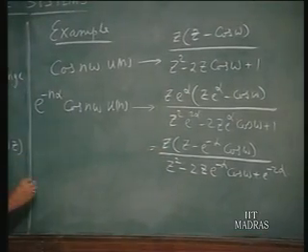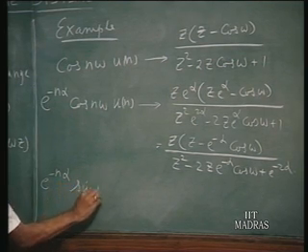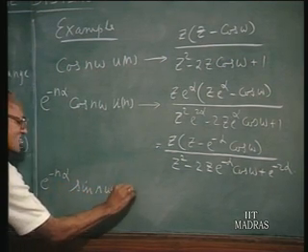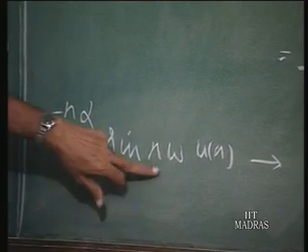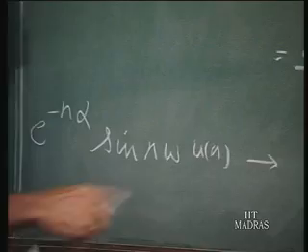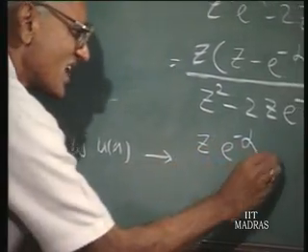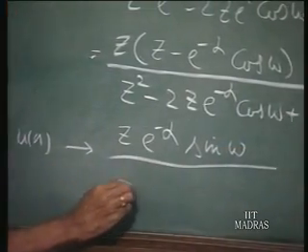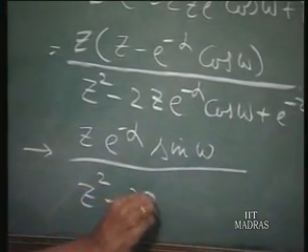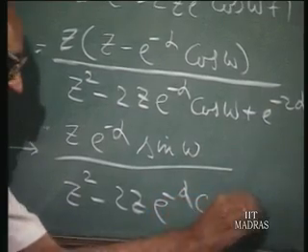We can extend this to e power minus n alpha sin n omega in a similar fashion. Once we know the Z transform of sin n omega, we can find out the Z transform of e power minus n alpha sin n omega Un. I will give the result. This will be Z times e power minus alpha sin omega divided by the same denominator, Z squared minus 2Z e power minus alpha cos omega plus e power minus 2 alpha.